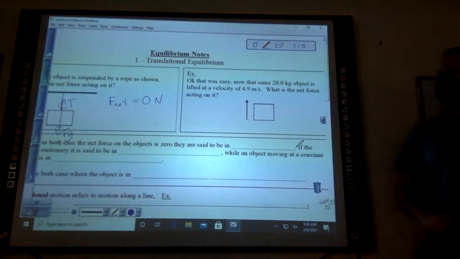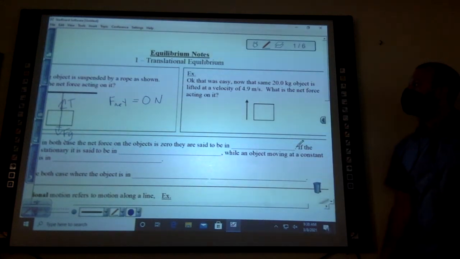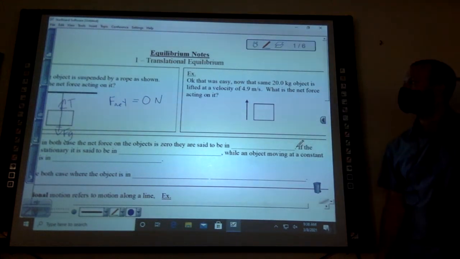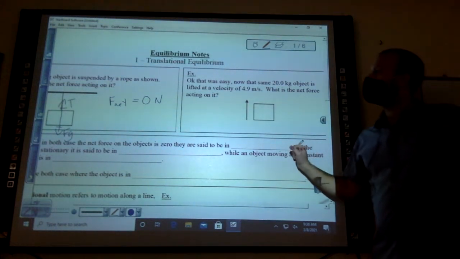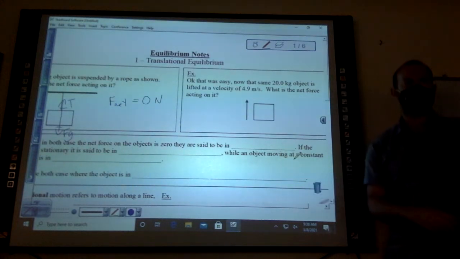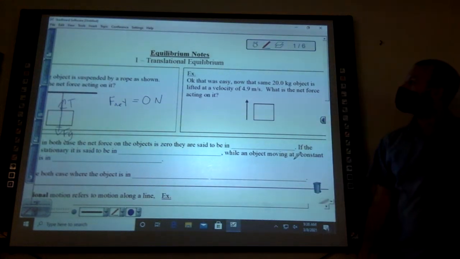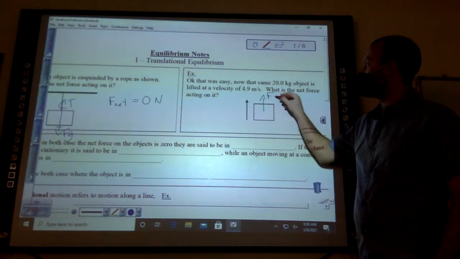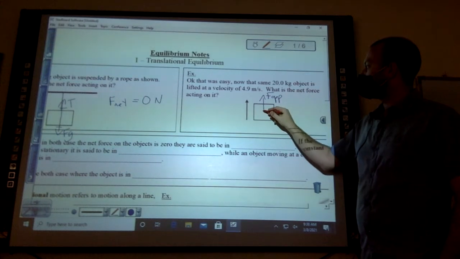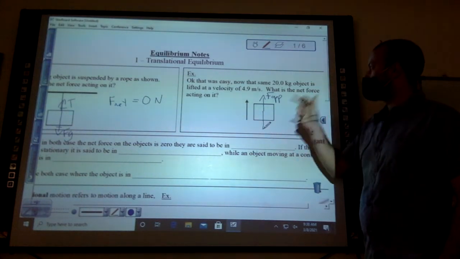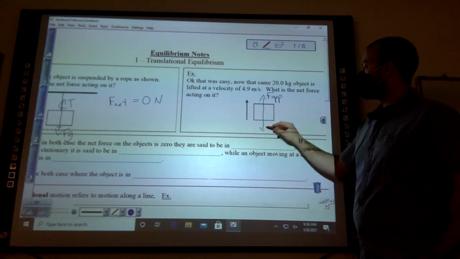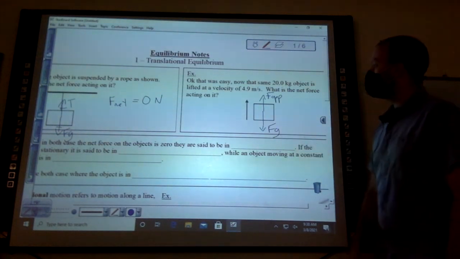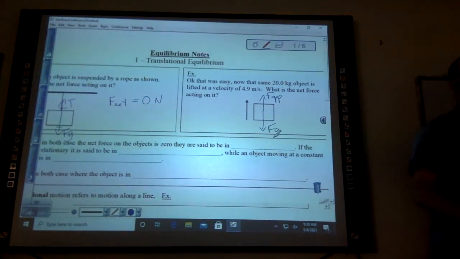How about this? Now let's take that same object and let's move it up at a velocity of 4.9 meters per second. What is the net force on this object? Well, we've got some force applied going up. Oh, it's not tension. Nope, it doesn't say anything about a rope. It just says the object's the same. Which of these two forces should be bigger?